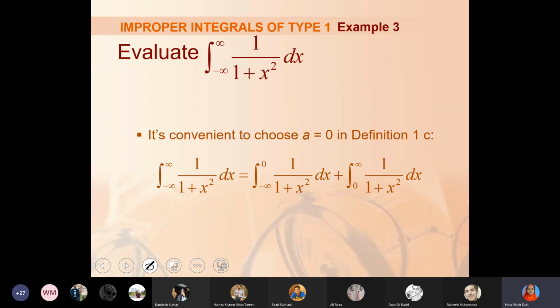Minus infinity to 0, 1 over 1 plus x square dx, plus 0 to infinity 1 over 1 plus x square dx. Now I will evaluate both of these two integrals and then solve my question.